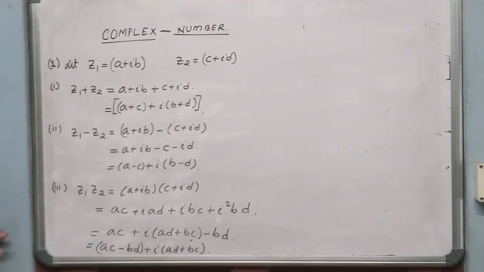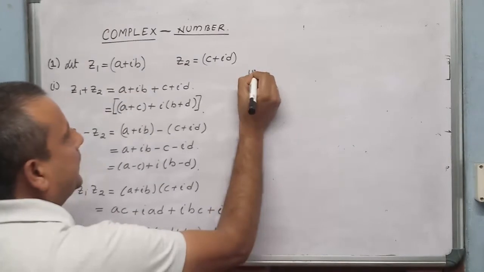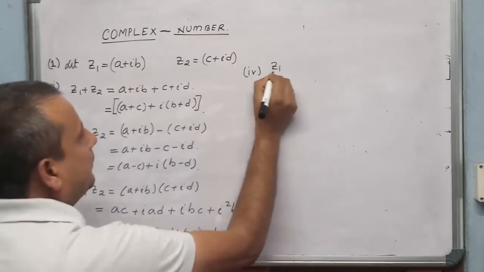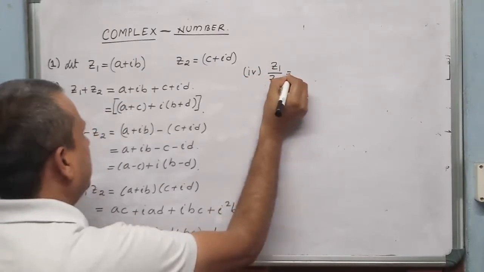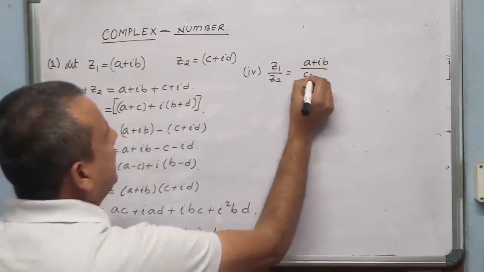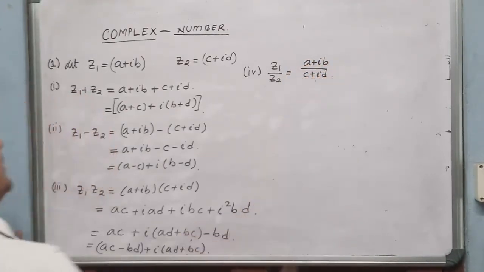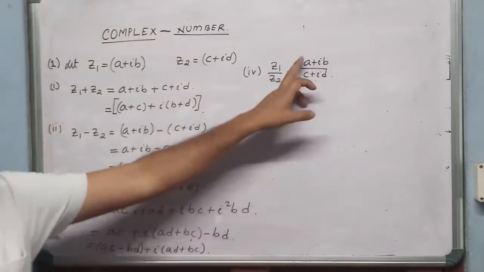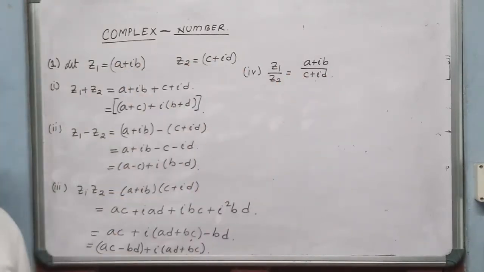Now we can also divide these quantities, number 4 property: Z1 divided by Z2. Simply we can write A plus IB over C plus ID. If the complex number is in the numerator or denominator form, you always have to rationalize the complex number, then only you get the simplified answer.